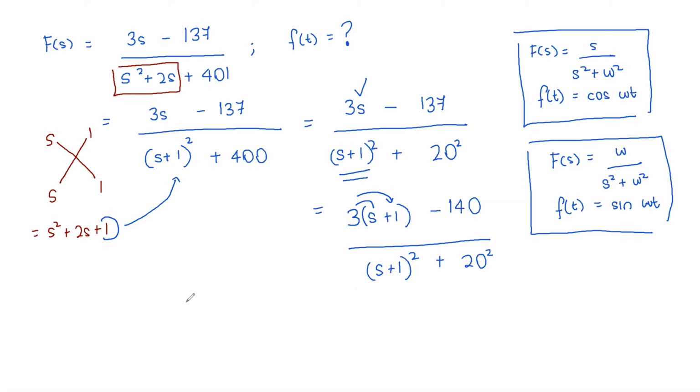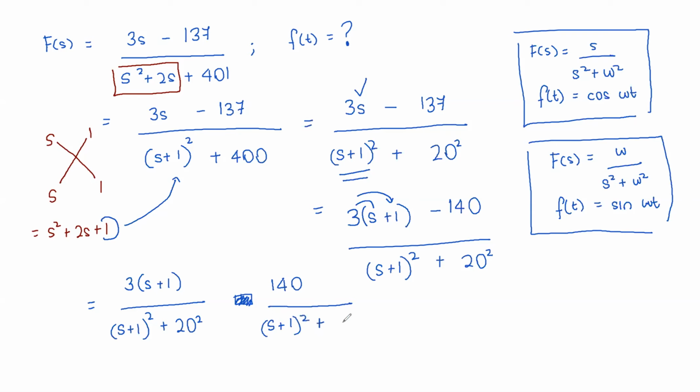Now we can convert it into two separate components. The first component is equivalent to 3(s plus 1) over (s plus 1) squared plus 20 squared. The second component is negative 140 over (s plus 1) squared plus 20 squared.